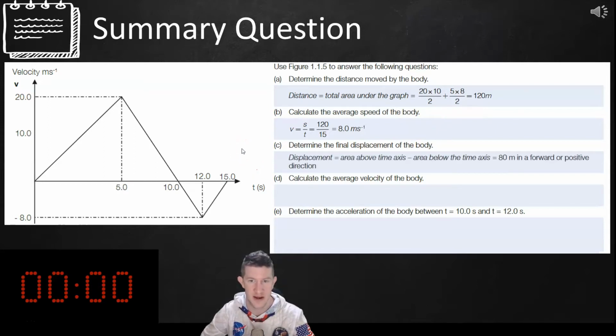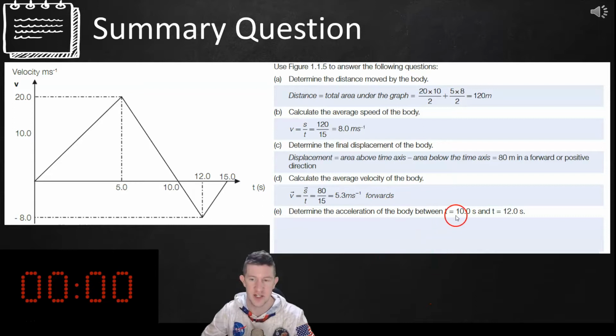Final displacement, now we subtract it. So we take the area above that we did here, and we subtract the area below, and we get 80 meters. So we moved 80 meters to the right, or in a forward direction, or up, whatever you define that as. Average velocity is the displacement divided by time. So we take our displacement this time, and we divide it by the time. So we get 5.3 meters per second. And again, we'll call that forwards, or you can call it to the right or up. It doesn't really matter. It's all arbitrary.